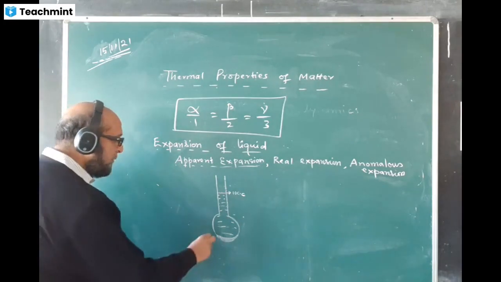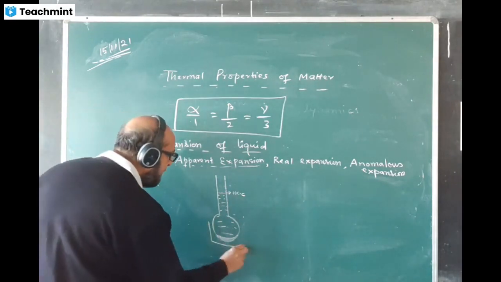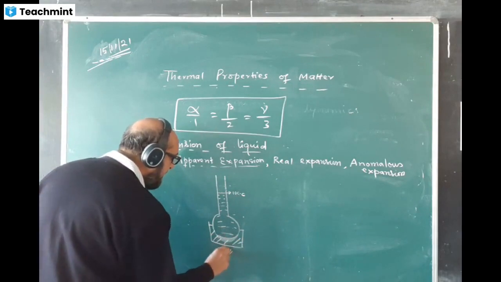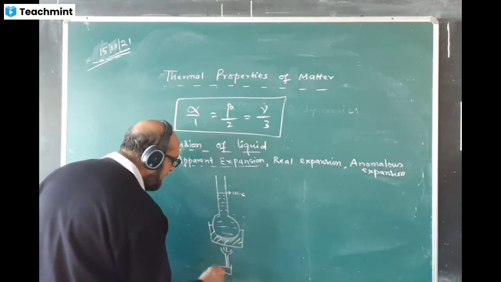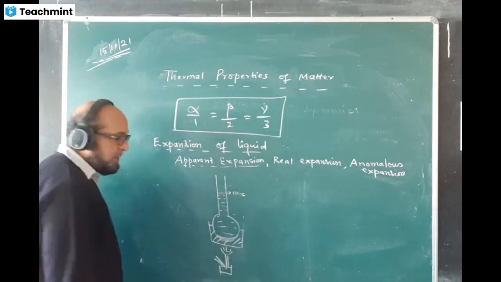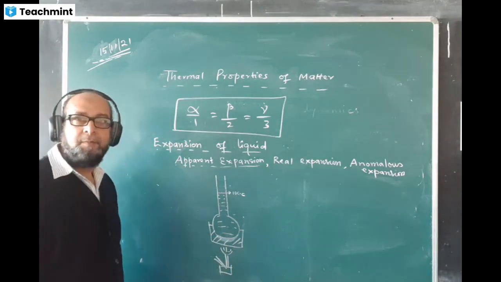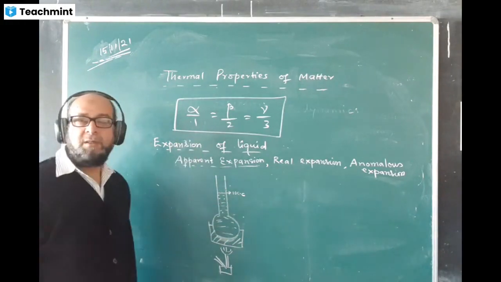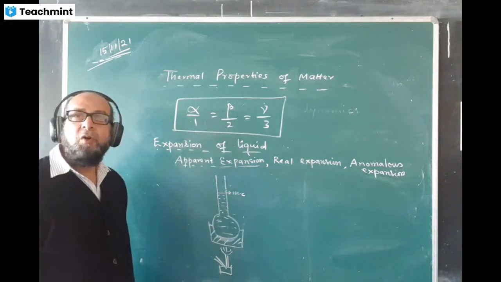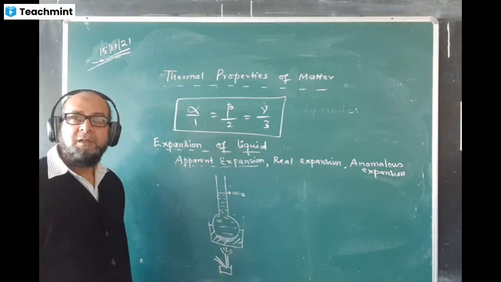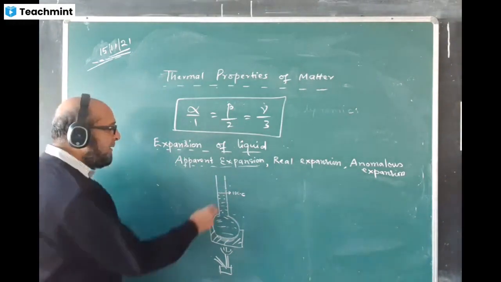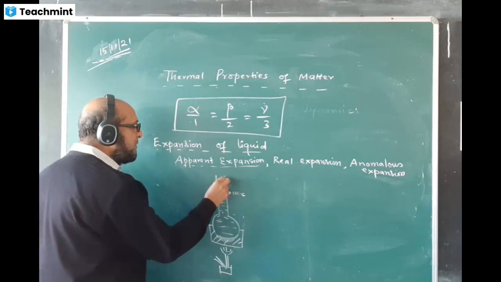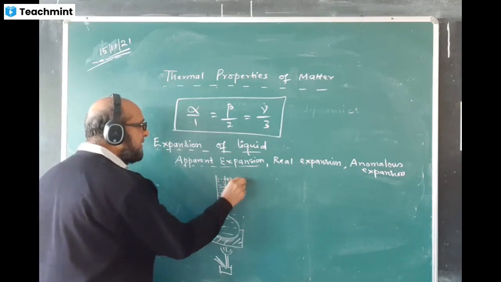Now what I will do, I will heat it. I'll supply heat. When I heat, what will we observe? We see the liquid expands. The volume of the liquid will increase. After some time, we see the liquid level comes here and becomes 20. After expansion, it is becoming 20 cc.